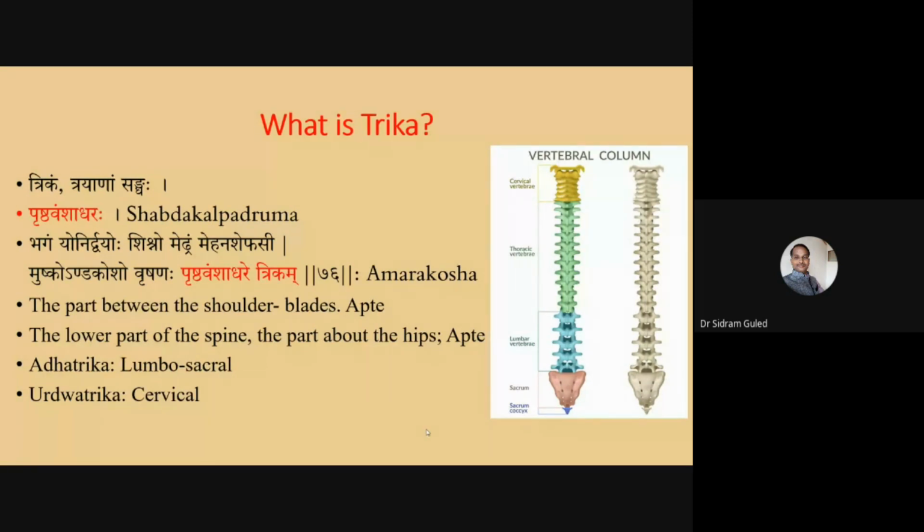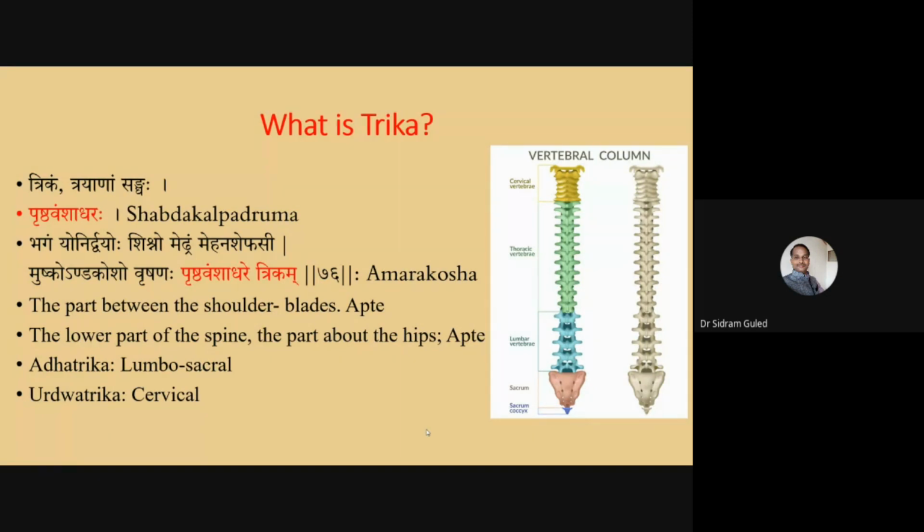Trika is just like a tree, a union of three: Triyanam Sangaha, the union of three subjects, particles or substances. Here, in the context of bone and joint, the Trika is Prushta Vamshadaraha, the support of Prushta Vamsha. Prushta Vamsha is the total vertebral column, so this support comes under the lumbosacral area, which supports the body as well as the whole spine.